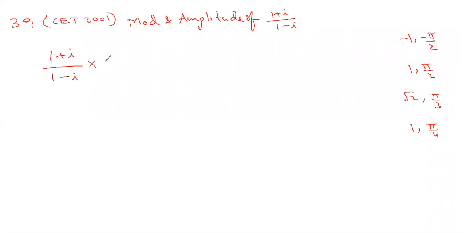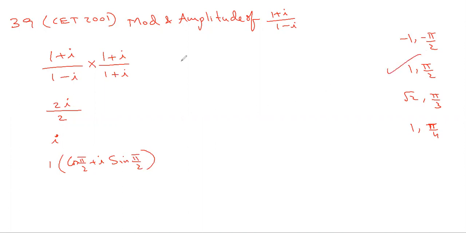Multiply the denominator with the rationalizing factor. We know the numerator is 2I and the denominator is 1 square plus 1 square, 2. So this is I. So I, modulus and amplitude we already discussed: modulus of I is 1 times cos pi by 2 plus I sin pi by 2. So the modulus is 1 and argument is pi by 2.